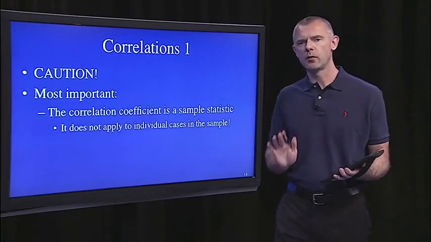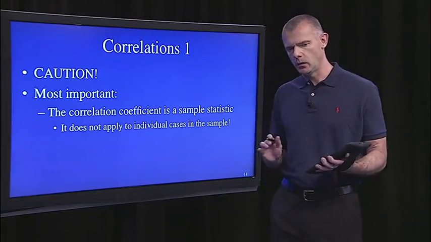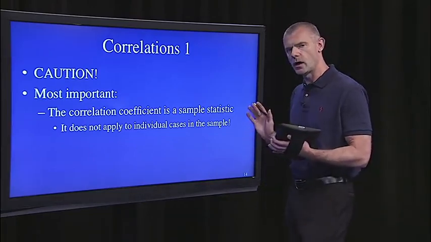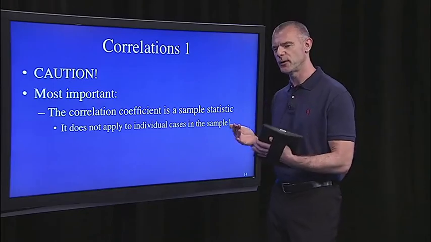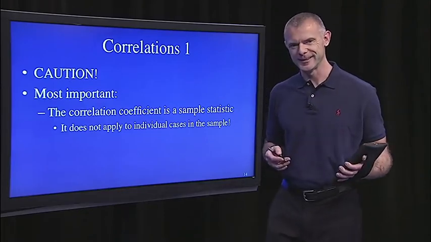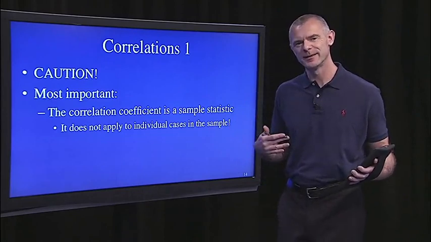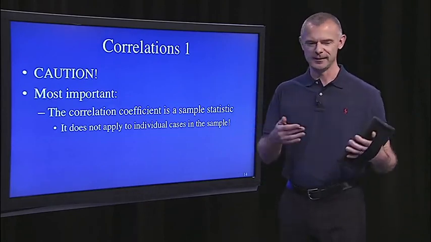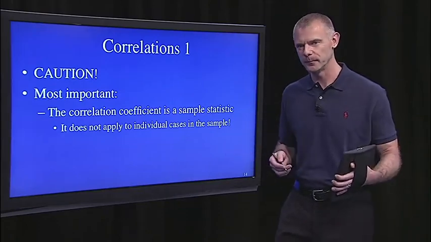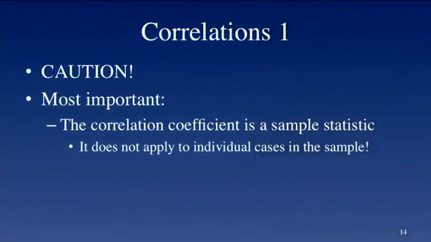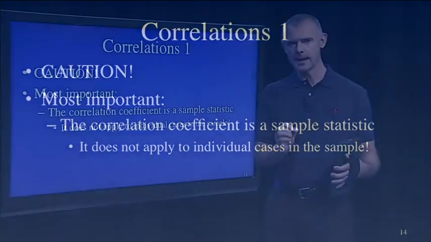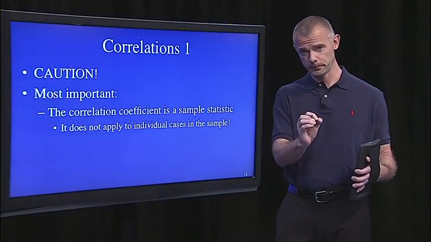And perhaps most important, and this is the one point that I'd like to get across to many of my friends and family members who don't have a background in statistics, when they start to get into arguments about correlations that they see reported in the news or that they read on the internet. The correlation coefficient is a sample statistic. It represents the relationship between X and Y at the level of a sample, at the level of a group. It does not apply to an individual, right?